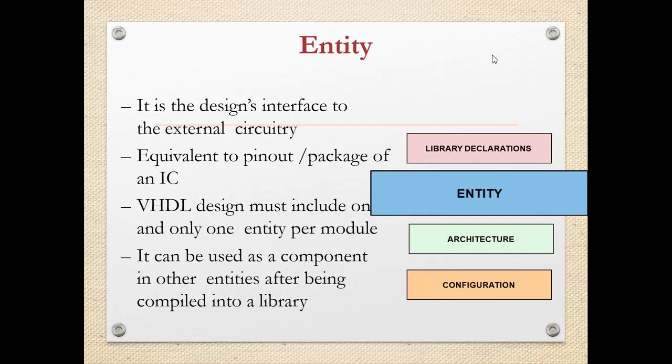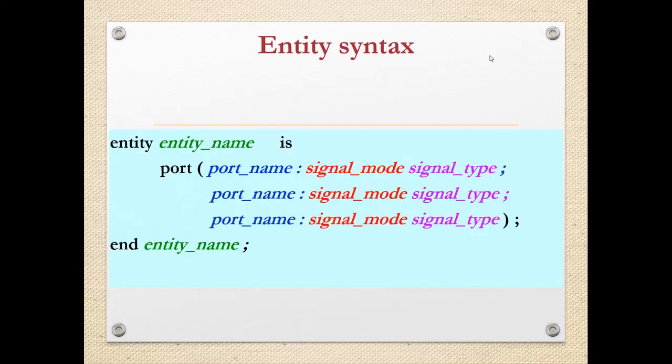This entity declaration defines the input and output ports. As I just discussed, the name of the entity can be anything other than a reserved VHDL word. So this is the syntax. We have to write the keyword entity, then the entity name. While writing the name of this entity, the name should be self-explanatory, providing information about its function, and then we have to declare the data flow direction or the mode, and a type.